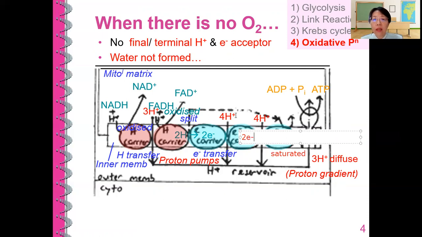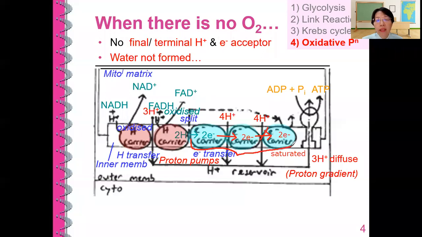So there are 2 electrons here. These 2 electrons cannot be passed to this electron carrier because this electron carrier is saturated. In the same way, these 2 electrons also cannot be passed to this electron carrier because this electron carrier is also saturated. So in the entire ETC here, we can say that there is no electron being transferred in this ETC.